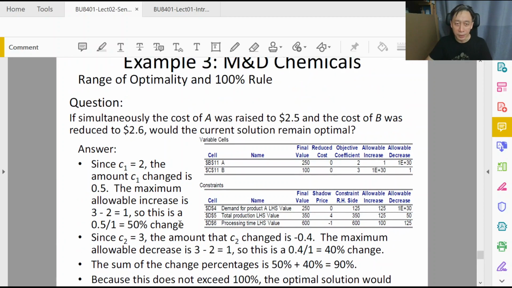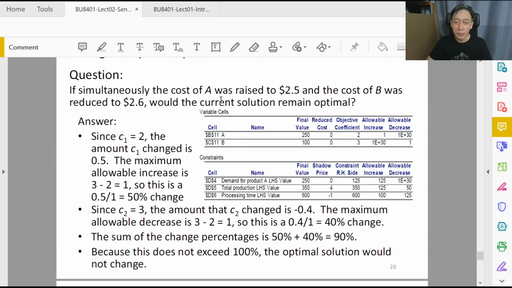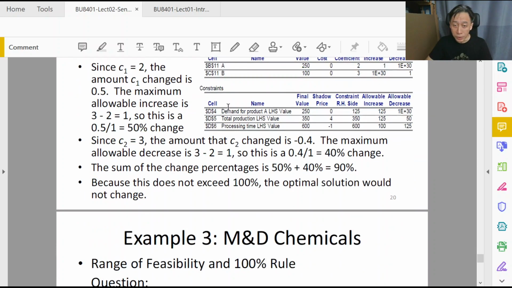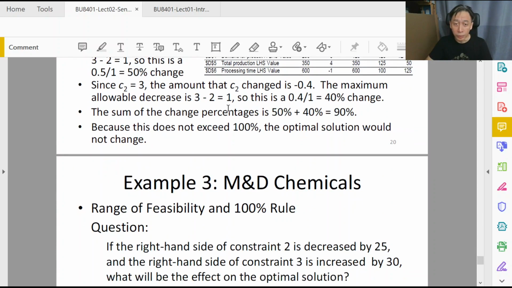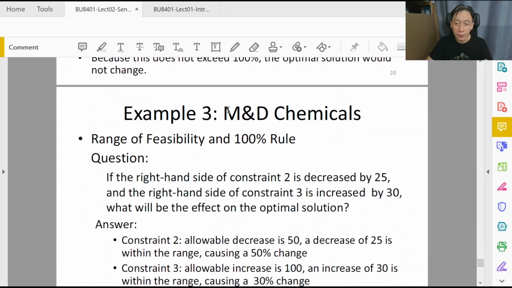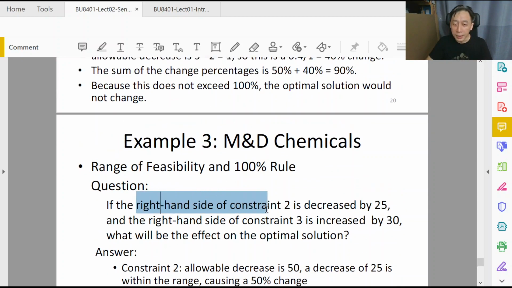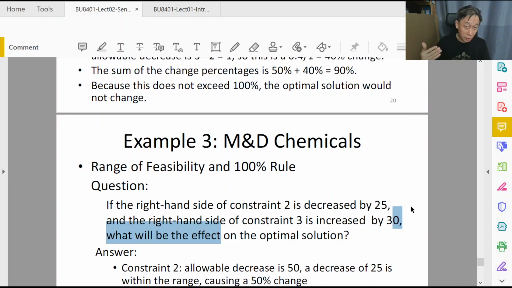So the question is this: if simultaneously, you look at this one. If the right hand side of constraint 2 is decreased by 25, the right hand side of constraint 3 is increased. So there's an interesting example. One constraint is decreased, another constraint is increased, right?